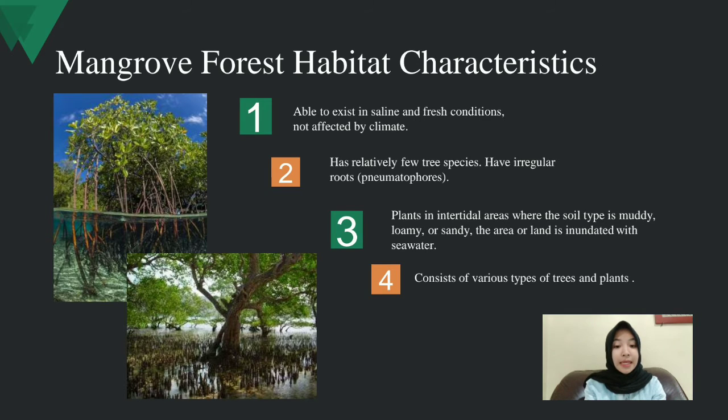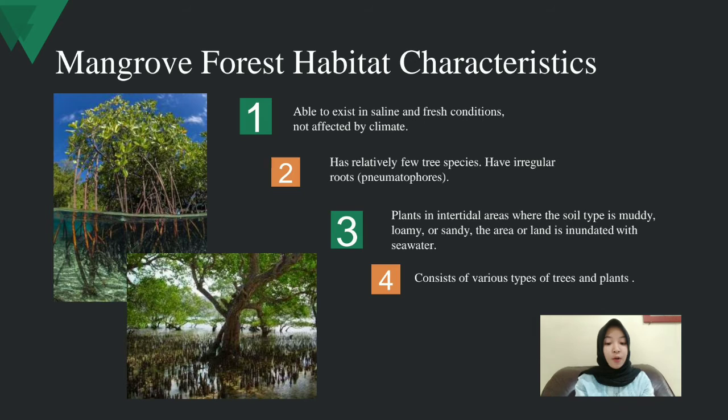3. Plants in intertidal areas where the soil type is muddy, loamy, or sandy, the areas or land inundated with seawater. Mangroves can grow well in muddy substrates and high tidal areas that cause anaerobic conditions. This is because mangroves have special roots that work as a buffer and absorb oxygen from the air above the surface directly. 4. Consists of various types of trees and plants.